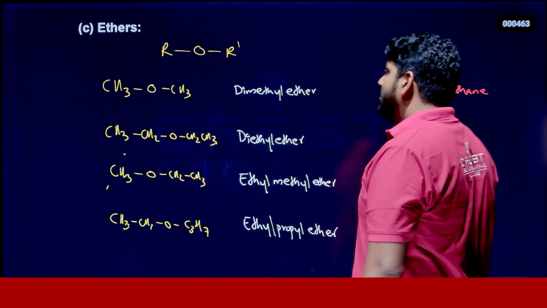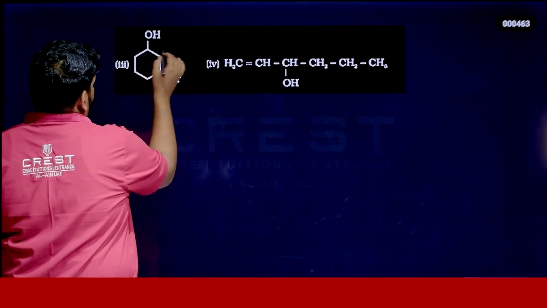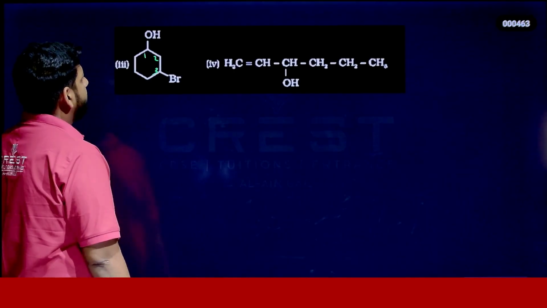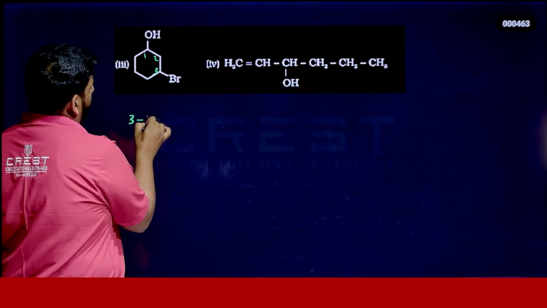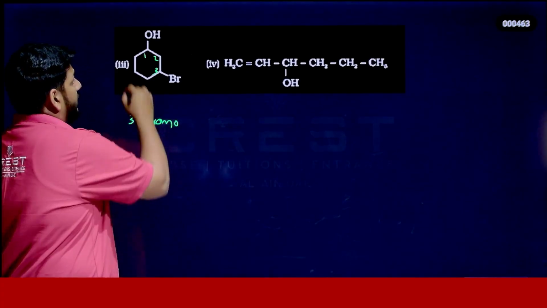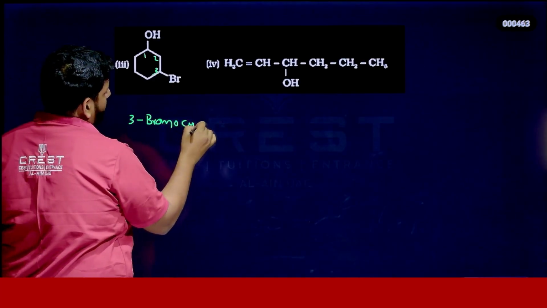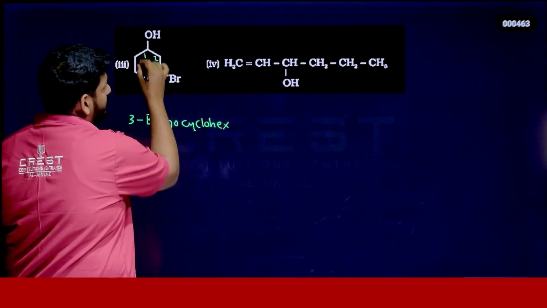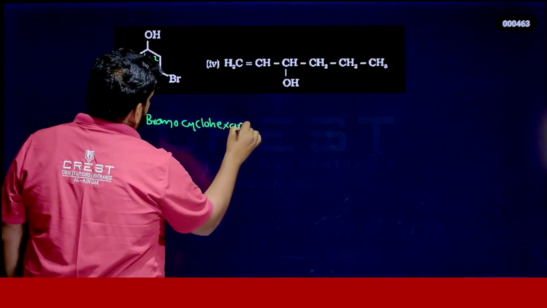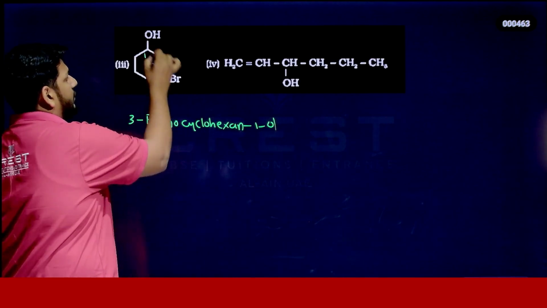Ready? So I will give you some practice questions about this. It's very simple. You can start from here. 1, 2, 3. So the name will be 3-bromo, this bromo, right? Then this compound is cyclohex, not benzene, this is cyclohexane. This compound we can call cyclohexane.